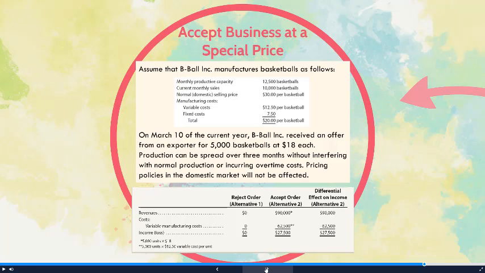$12.50. Again, we're not looking at those fixed costs because those are already paid with our normal selling. Therefore, our total cost should be $12.50 times those 5,000 units. Our income, if we accept this business, would increase by $27,500, and therefore we should accept this additional business. The only reason you would not accept any additional business is if the price that the customer is willing to pay does not cover those variable costs.